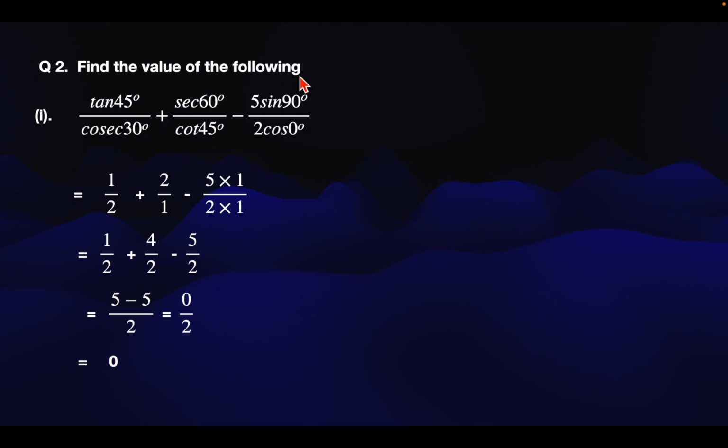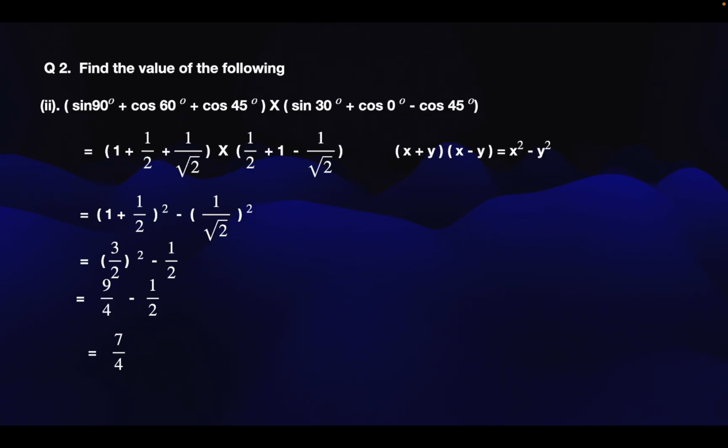Find the value of the following. So here it is tan 45 upon cosec 30 plus sec 60 upon cot 45 minus 5 sin 90 upon 2 cos 0. Substitute these values. Tan 45 is 1, cosec 30 is 2, plus sec 60 is 2, cot 45 is 1, minus 5 into sin 90 is 1, cos 0 is 1. Okay, simplify this, you will get the answer as 0.